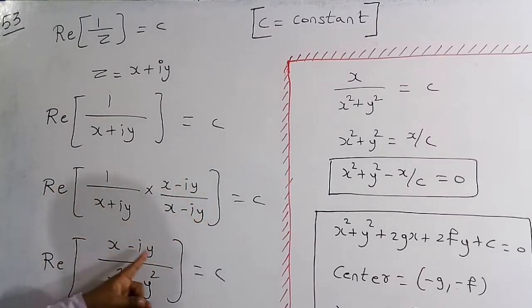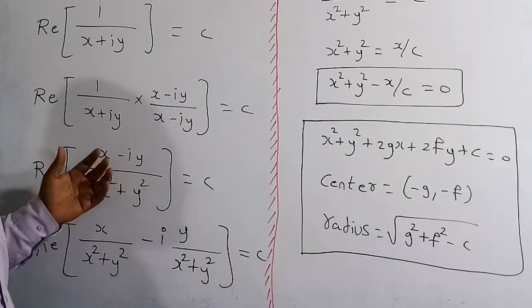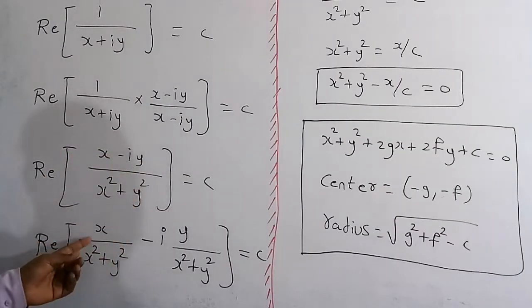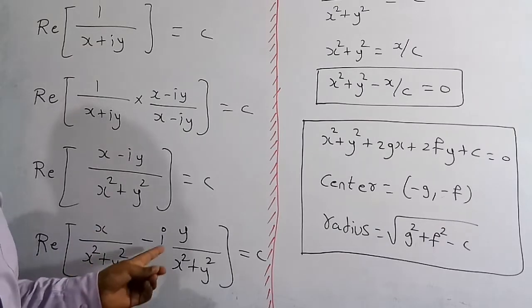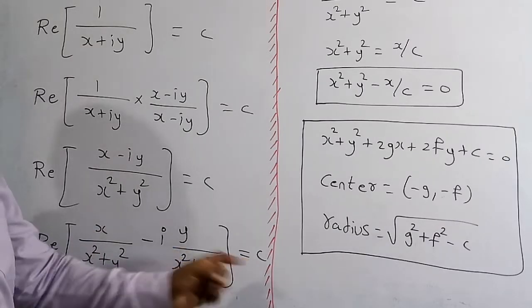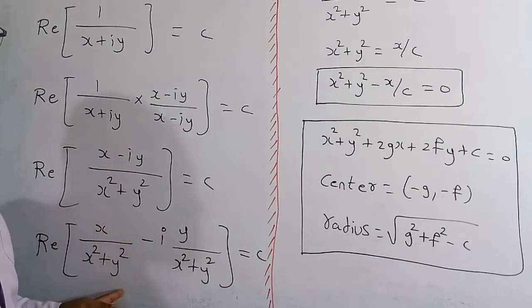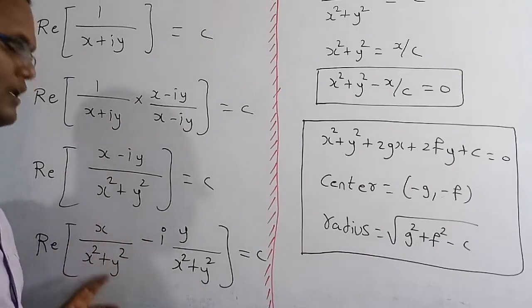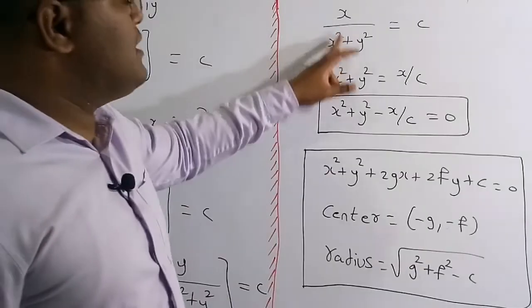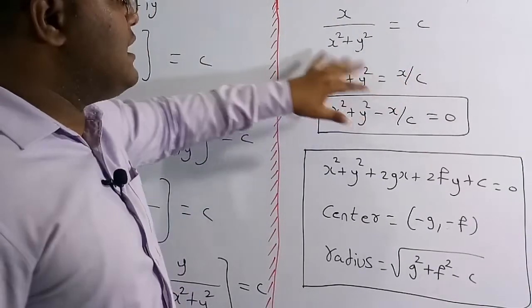So I am going to get (x minus iy) by (x square plus y square) is equal to c. So I am going to take the real part and the imaginary part. Therefore I am going to get x by (x square plus y square) minus i into y by (x square plus y square) is equal to c. But I want only the real part, not the imaginary. So I will take only the real part, which is x by (x square plus y square) is equal to c. I can do the simplification.